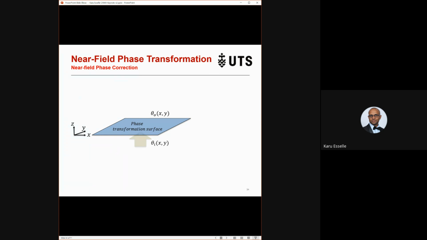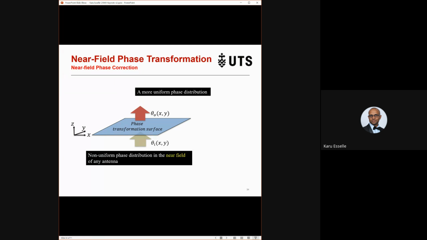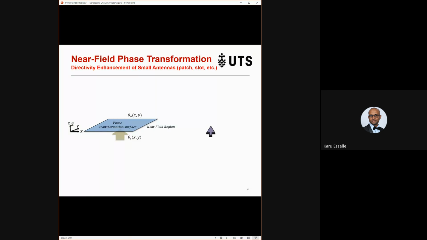And so that is basically the near field phase correction. A non-uniform phase distribution in the near field of any antenna can be corrected by a structure like this to a more uniform phase distribution in the output, and by doing so you can increase the directivity. When you increase the directivity, you can also get higher aperture efficiency and gain.